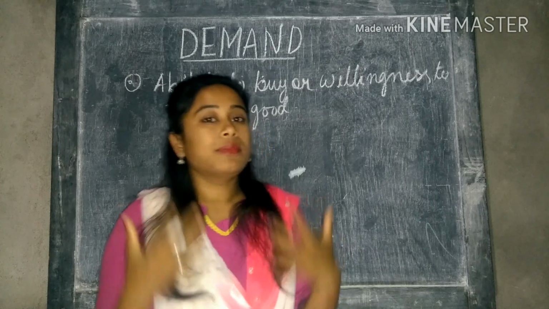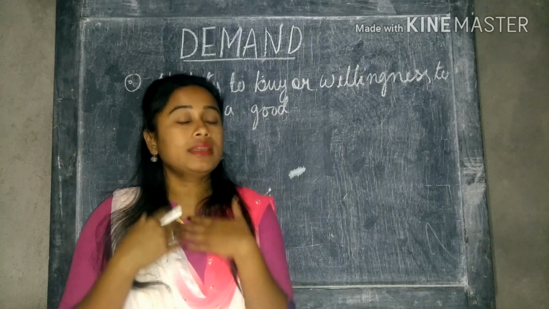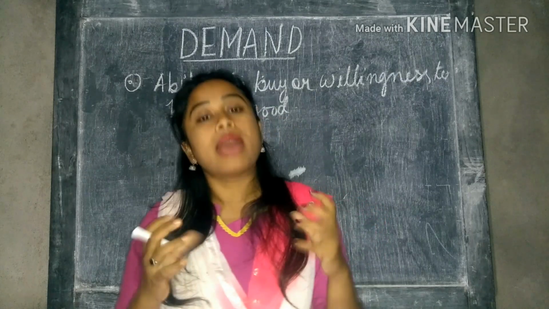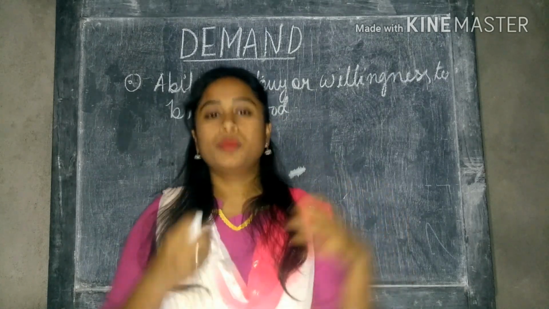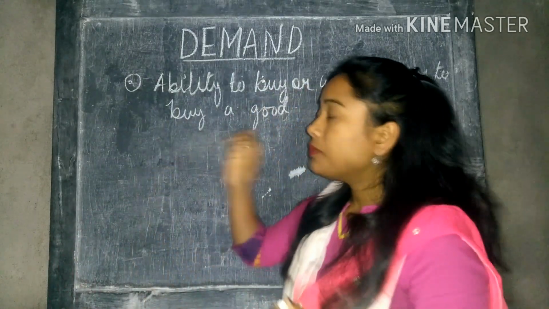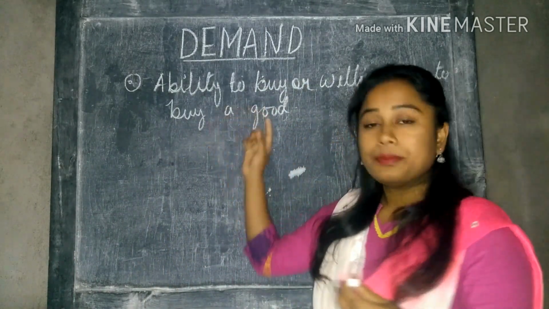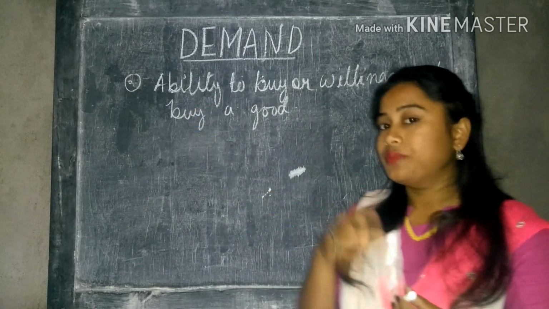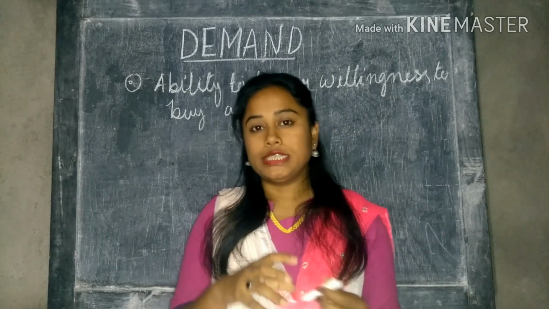If I say I have a demand for a good, that means I have a willingness for that commodity, or you have the ability to buy that commodity. It is called demand. So this is the meaning of demand, that it is the ability to buy a good or willingness to buy a good or commodity.